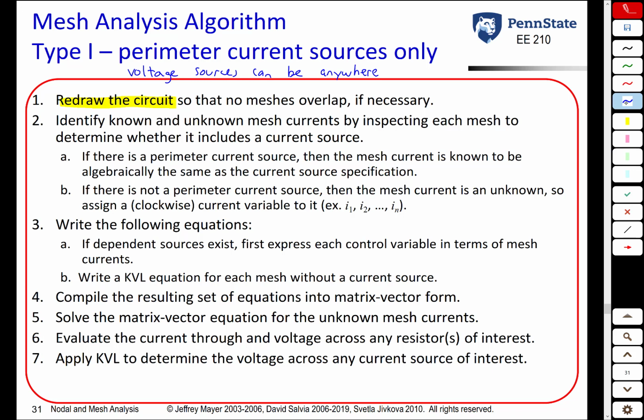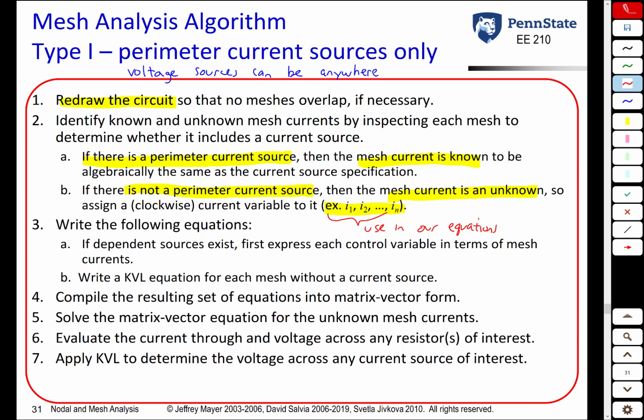by seeing whether there is a perimeter current source. If there is a perimeter current source for that mesh, then the mesh current is known and you can write it down: 3 milliamps, 5 milliamps, negative 2 milliamps, etc. If there is no perimeter current source, then the mesh current is unknown and you assign a variable, I1, I2, I3. These are going to be the variables that we're going to be using in our equations.